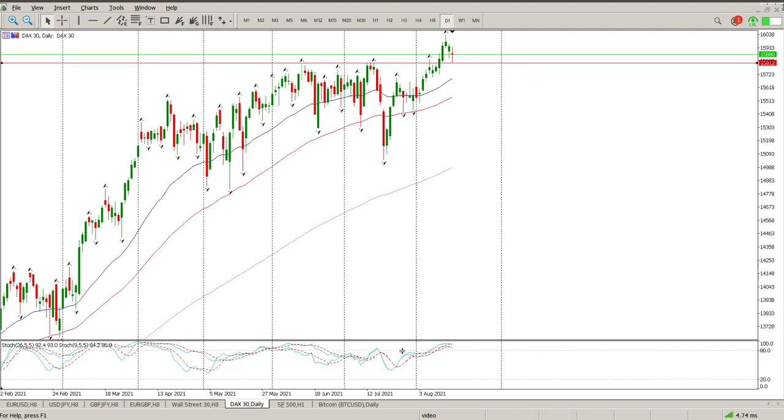Oscillators are still concerning me. We are grouped to the upside at the moment. I'd prefer to see them come off the top here for us to look for opportunities to buy into this.